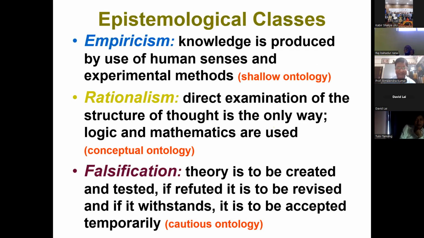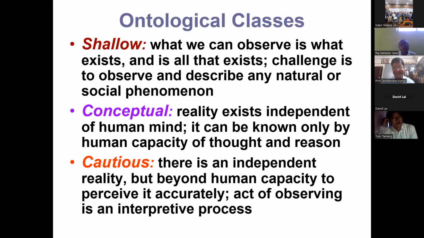So these are some of the aspects related with the epistemological. We have seen that epistemology is a science through which the logic and the reasoning of the things are analyzed or interpreted. So there are some of the aspects related with this. So empiricism, that is the knowledge which is being produced by use of human senses and experimental methods. That is the shallow ontology. We have seen in the last slides that is the shallow ontology.